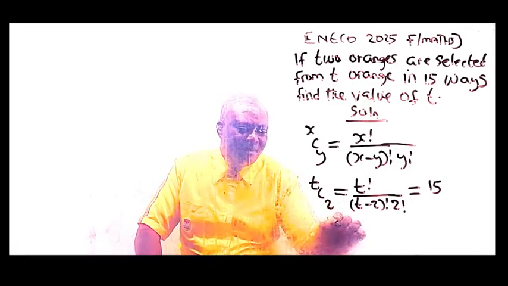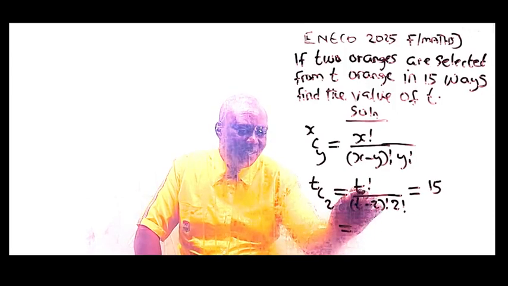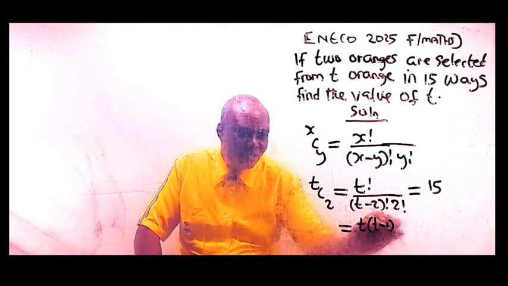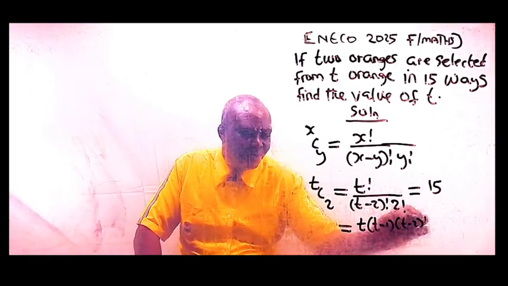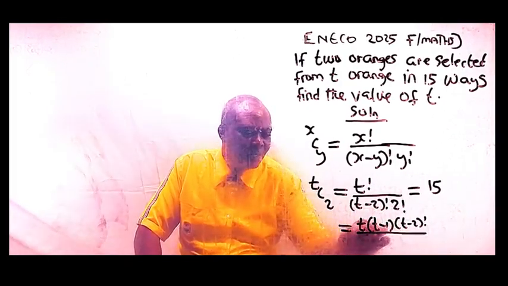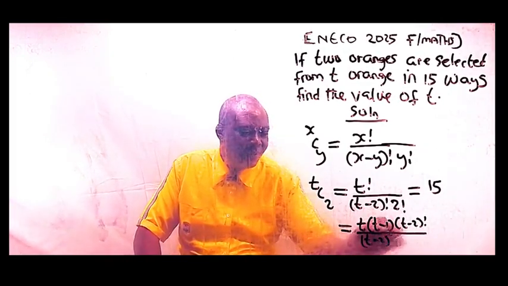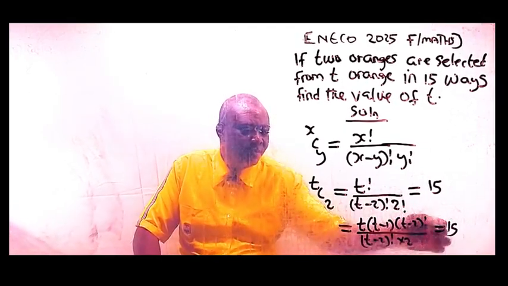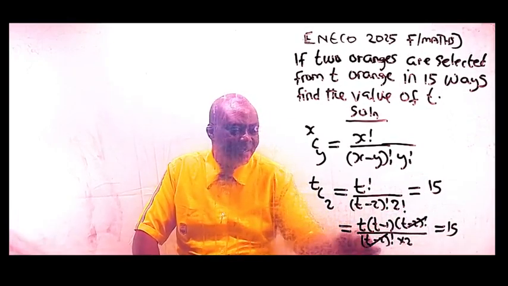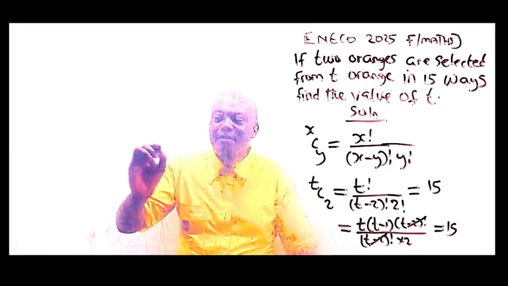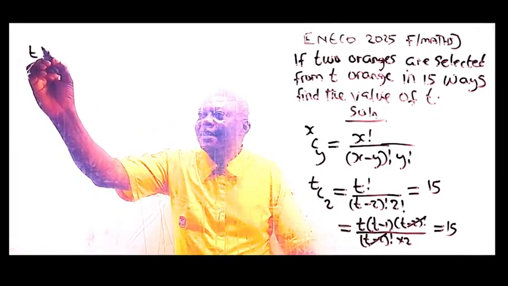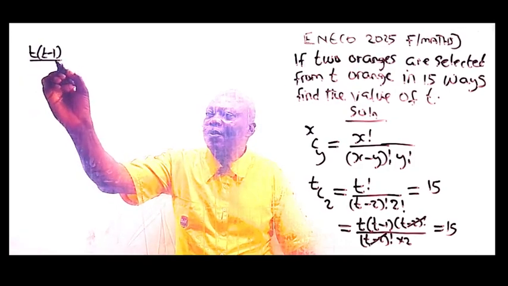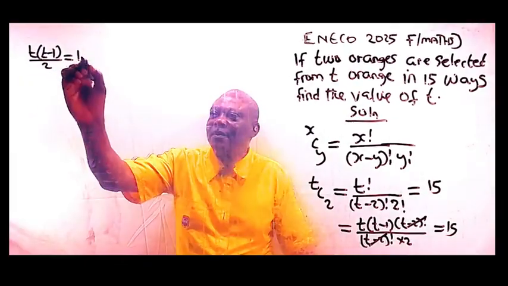So from here, let us try something. Let's expand T factorial. T factorial is T multiplied by (T minus 1) multiplied by (T minus 2) factorial, and that's how it goes, all over (T minus 2) factorial multiplied by 2, because 2 factorial is 2. And it equals 15. You can cancel out this and this. What you have down there will become T times (T minus 1) all over 2 equals 15.